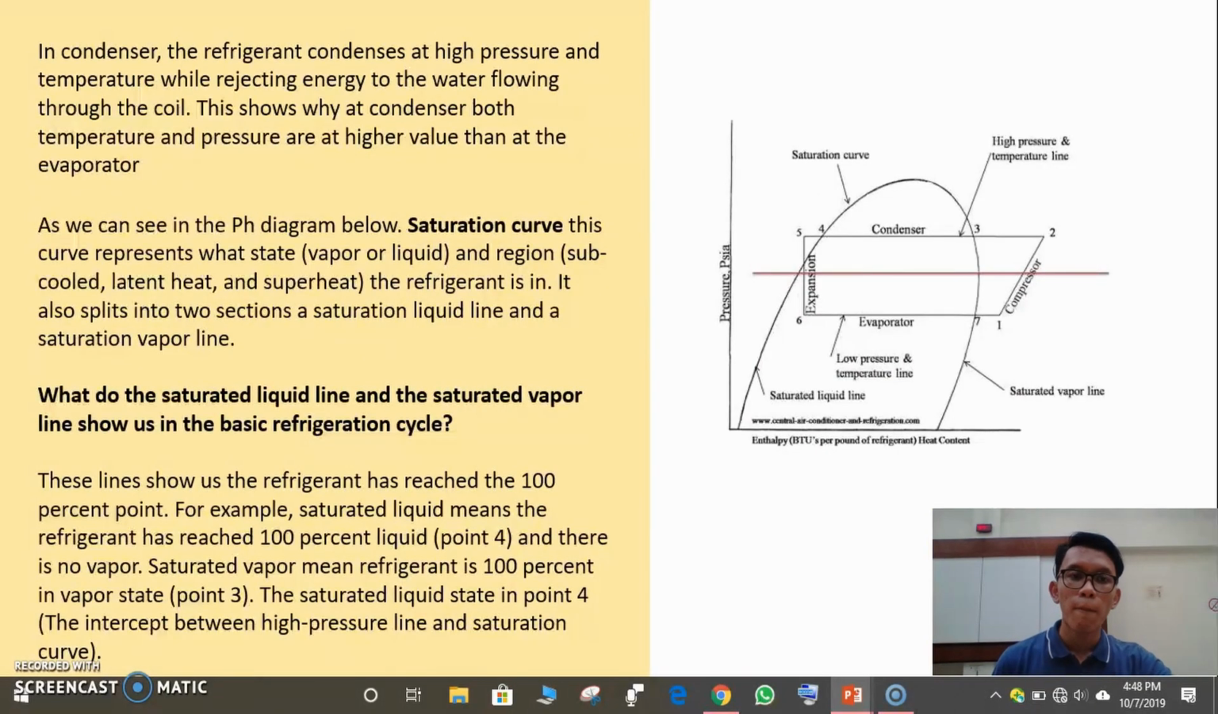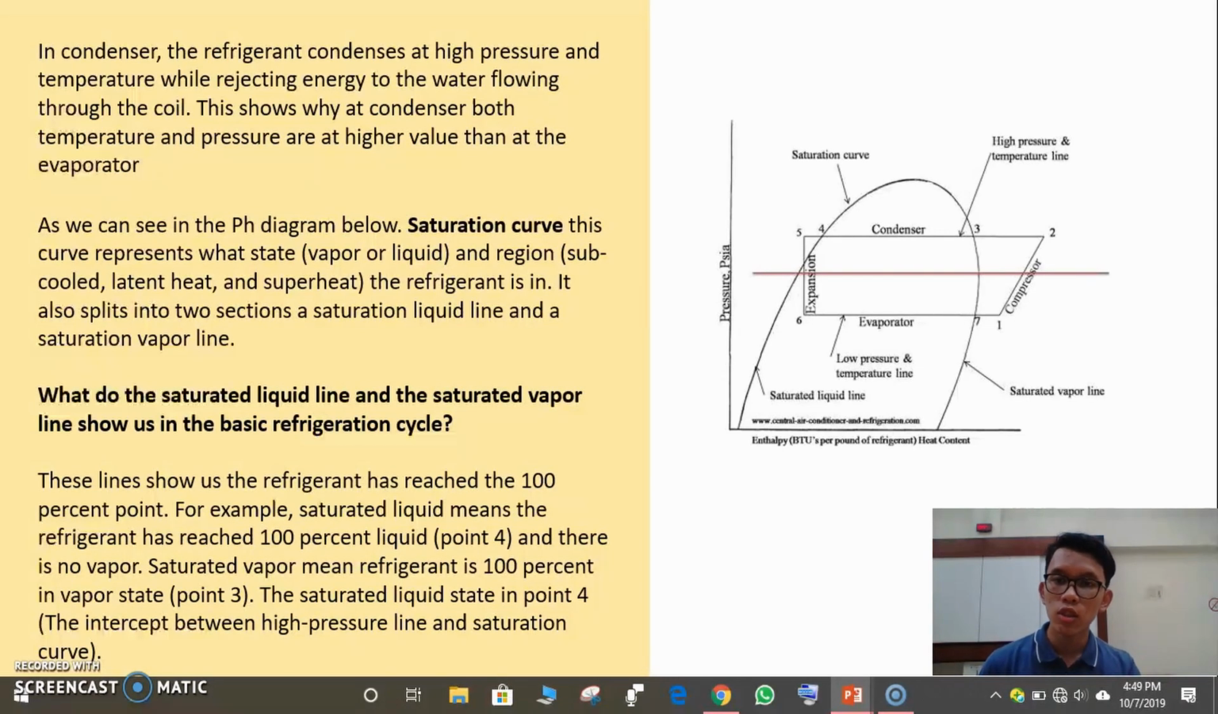So next, this is actually a graph for this experiment. This is the saturated liquid line. Also, this one is the saturated vapor line. This one is the pressure line. This is the high pressure and temperature line. This one is the low pressure and temperature line. So this is pressure versus enthalpy. So in the condenser, the refrigerant condenses at high pressure and temperature while rejecting energy to water flowing through the coil. This shows why at the condenser, both temperature and pressure are at higher values than at the evaporator.